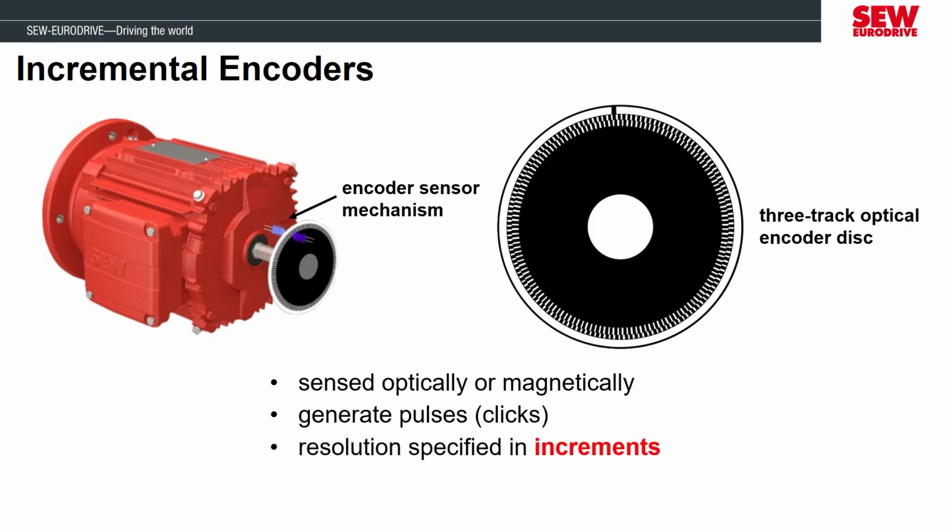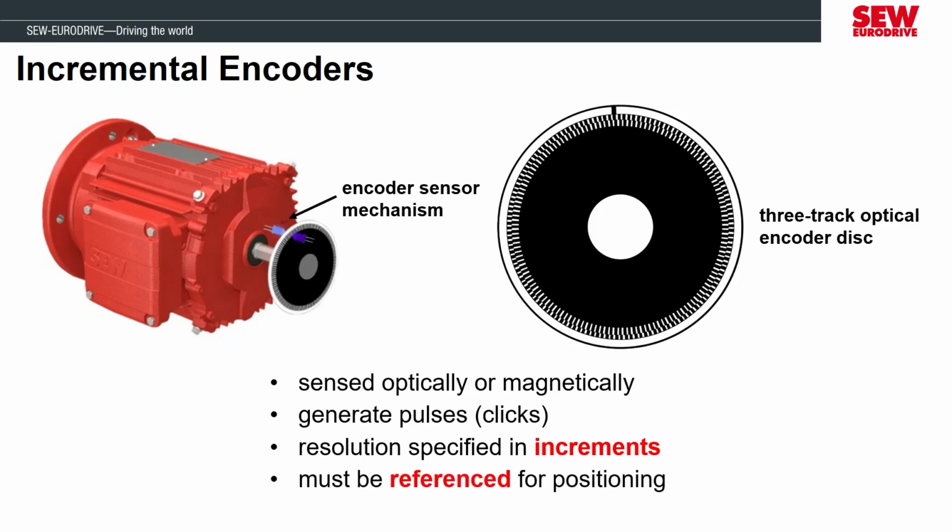An incremental encoder is specified in how many increments or pulses it can output per rotation. Some of our common incremental encoders output 1024 pulses per revolution, which is really good resolution for numerous applications.